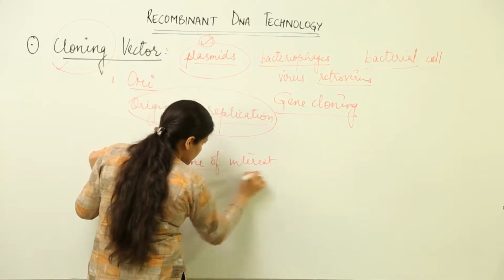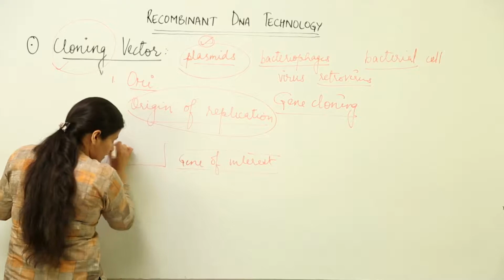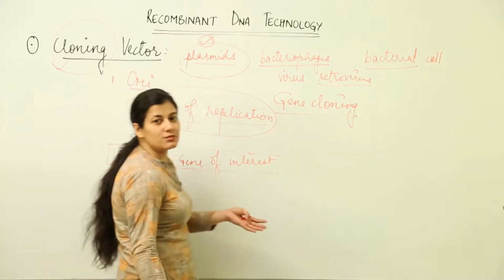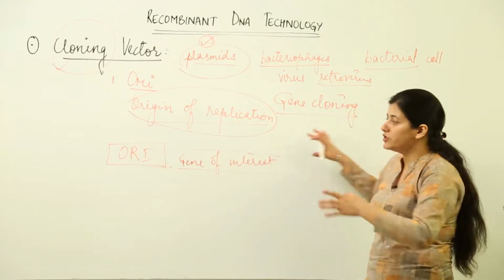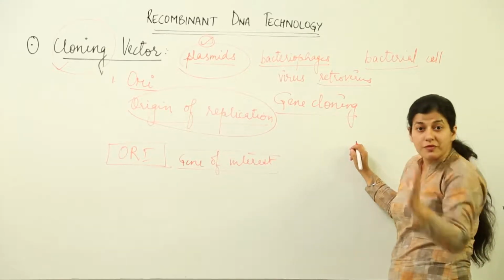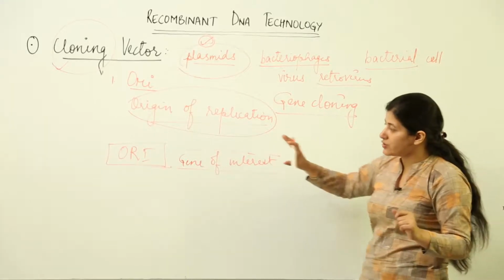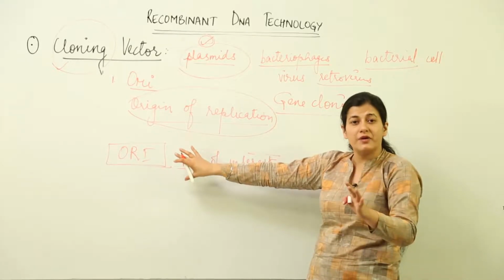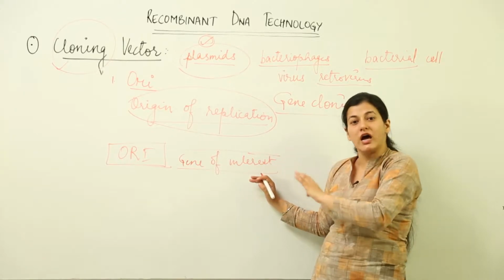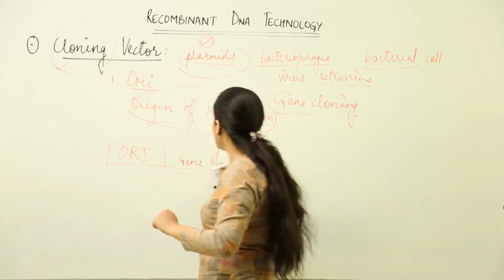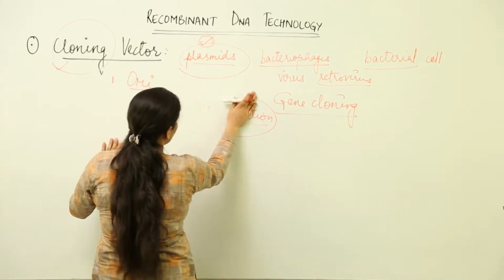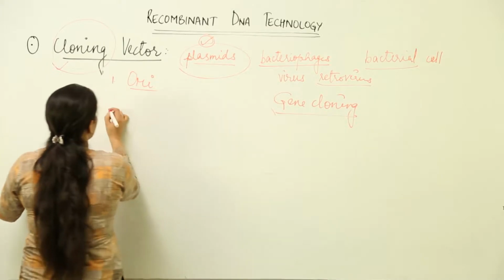The gene of interest must be introduced after the origin of replication, then only we can achieve its maximum number of copies. Supposedly you introduce the gene to that region where replication does not take place, then the gene of interest will not be cloned. So we have to make sure that the origin of replication is present, and the gene must be incorporated or introduced after it.